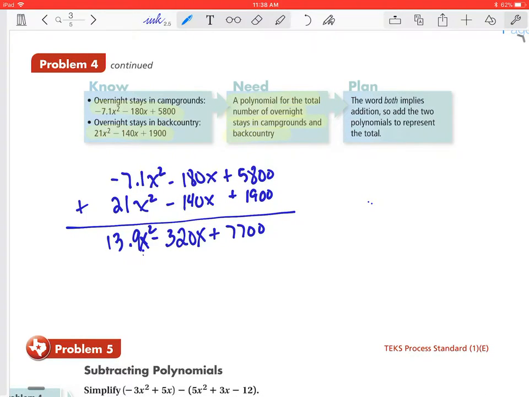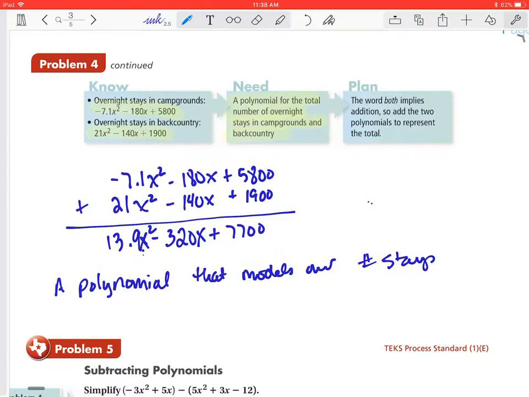So the polynomial that models the number of stays at both campgrounds and backcountry over a 5-year period is going to be 13.9x squared minus 320x plus 7,700, and that is a quadratic trinomial.